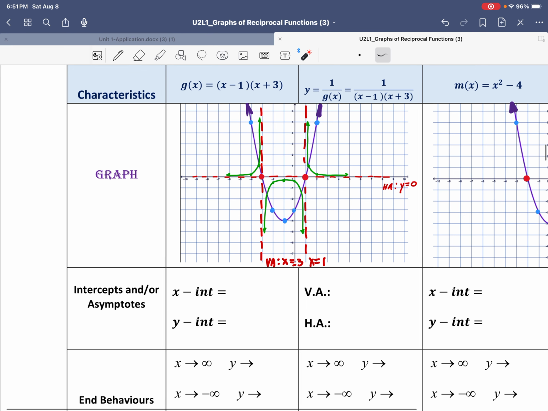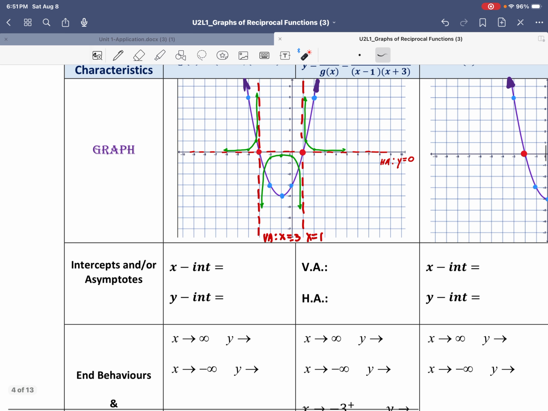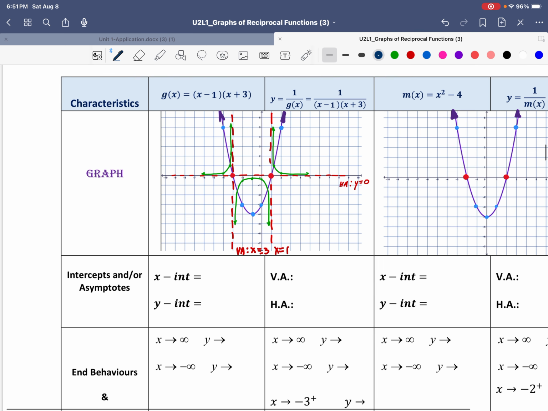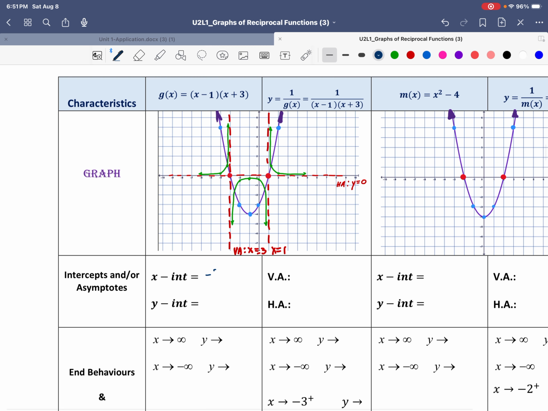So let's take a look at the features of each graph again. So we have the x-intercepts for the parabola at -3 and at +1. This is where the graph of the reciprocal will have the vertical asymptotes, right at x equals -3 and at x equals +1. The y-intercept of the parabola is at -3. Now the horizontal asymptote of the reciprocal is at y equals 0.